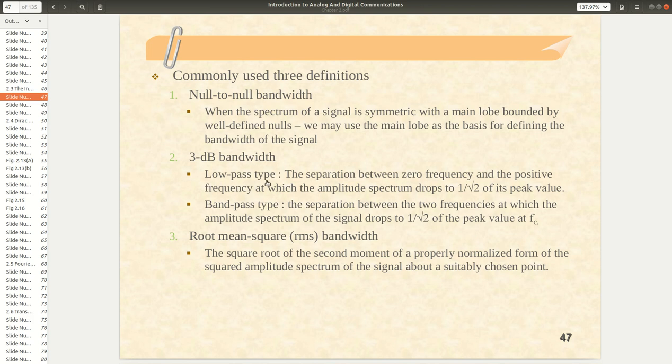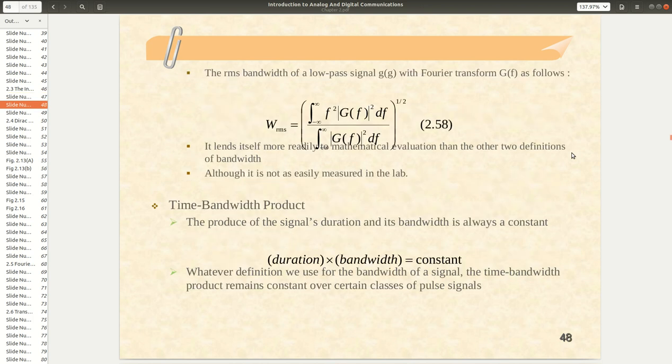Here I have the low pass type. This is the low pass type. And from this point here, it is the band pass; we name it band pass signal. When it drops below 1 over square root of 2, and here higher than 1 over square root of 2, it is the same as low pass. This is just the 3 dB, and from null to null covers all of the bandwidth from here to here. So these are just definitions for the commonly used bandwidths.